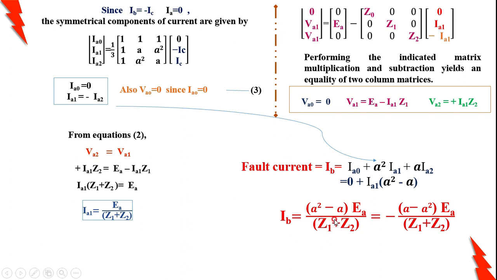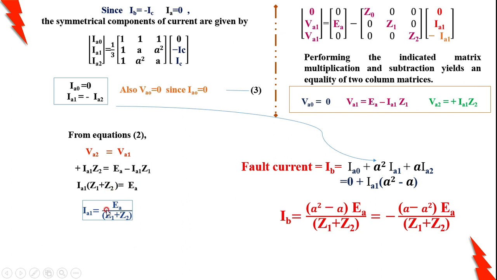How do we have to calculate it? You have to put the boundary conditions in the sequence currents and the sequence voltages, express the sequence network voltages in terms of impedance, and substitute IA1 properly in the derived relations: VA1 is equal to VA2 and IA1 is equal to minus IA2. Then we arrive at the fault current IB.